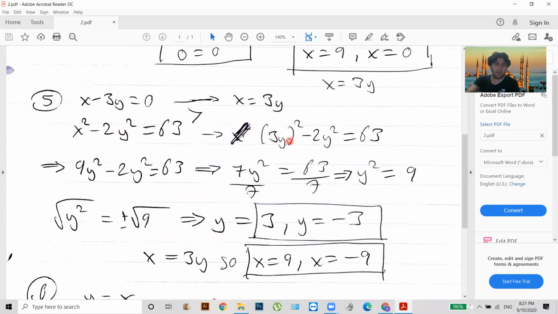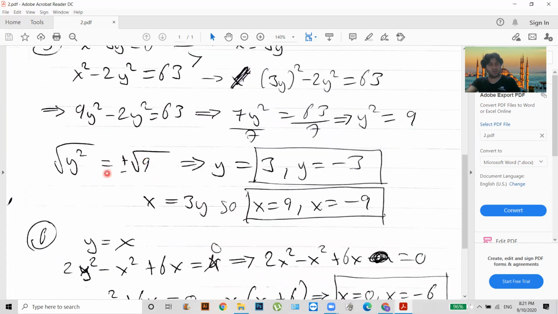Then I'm going to come here, guys. x is what? x is 3y. So (3y) squared minus 2y squared equals 63. (3y) squared is 9y squared because 3 to the power of 2 is 9, and y to the power of 2 is y squared. So 9y squared minus 2y squared, guys, that is going to be 7y squared equals 63. Right, then divide both sides by 7. We're simplifying it, then this will be y squared, and 63 divided by 7 is 9. So y squared equals 9.